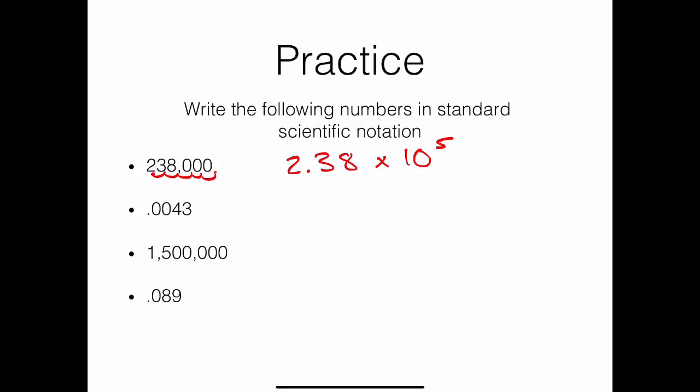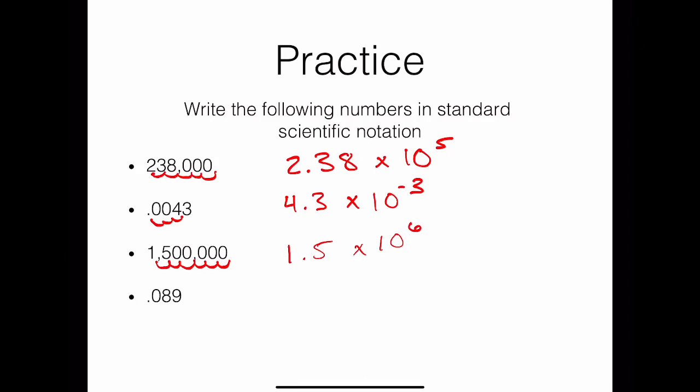For number 2, our number between 1 and 10 is 4.3. We are multiplying that times 10 to a negative exponent this time because that number is less than 1. So starting at the number 4.3, we're moving that 1, 2, 3 places to the left. 4.3 times 10 to the negative third. For the third number, the number between 1 and 10 is 1.5. We're multiplying that times 10 to a power. In this case, that exponent is positive because the number is greater than 1. Starting at 1.5, 1, 2, 3, 4, 5, 6. 1.5 times 10 to the 6th.